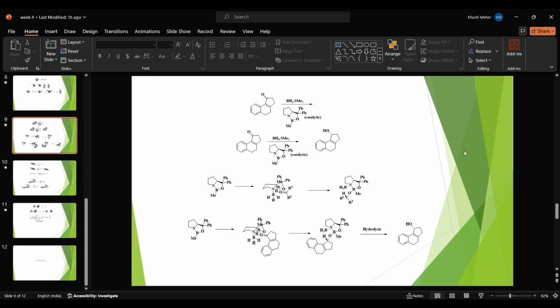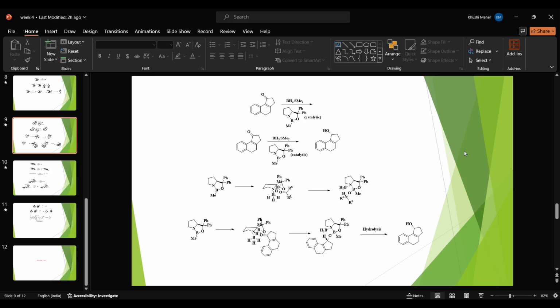Whatever you are saying is correct, but what I am saying is that for asymmetric induction, the generation of a chiral center always depends upon your catalysis, not your reagents. Your catalyst always decides from which phase, because the catalyst controls one phase. If your catalyst is not chiral, then you won't get any chiral moiety, because from the catalyst only you will get a chiral center.